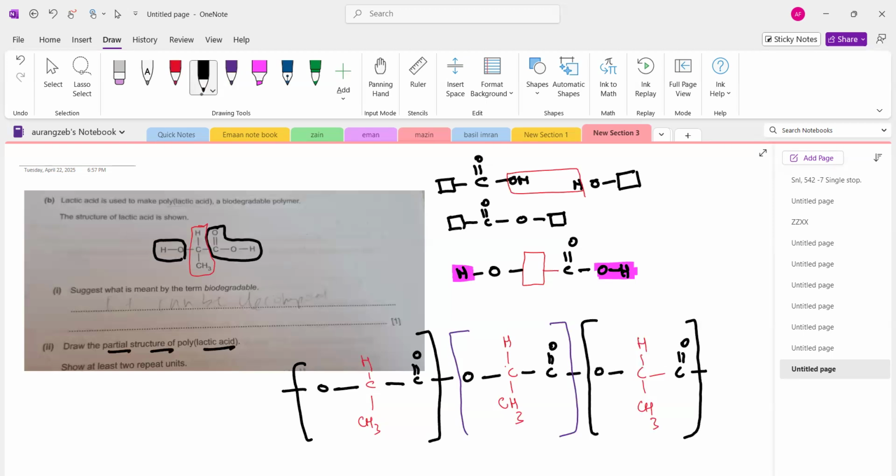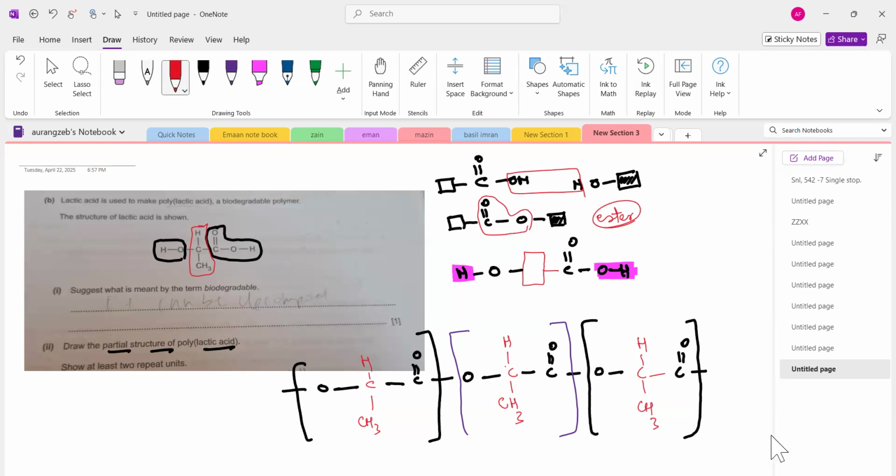To make a difference, I am shading this box which shows the carbon atoms from an alcohol. And this functional group is the ester functional group. Clear? Okay, let's take one more example.